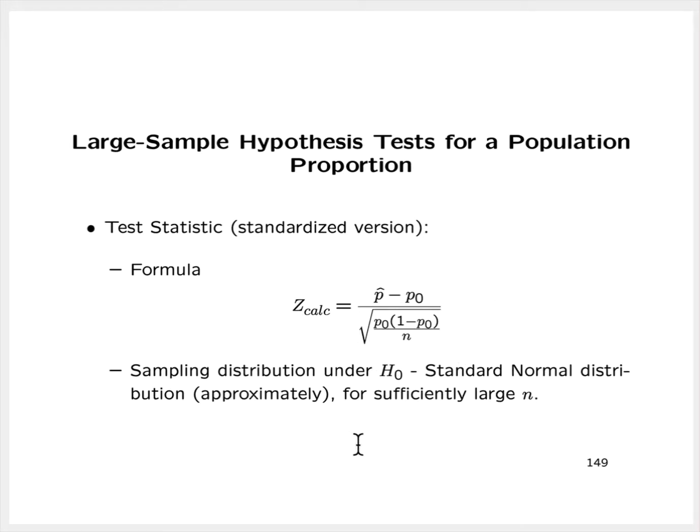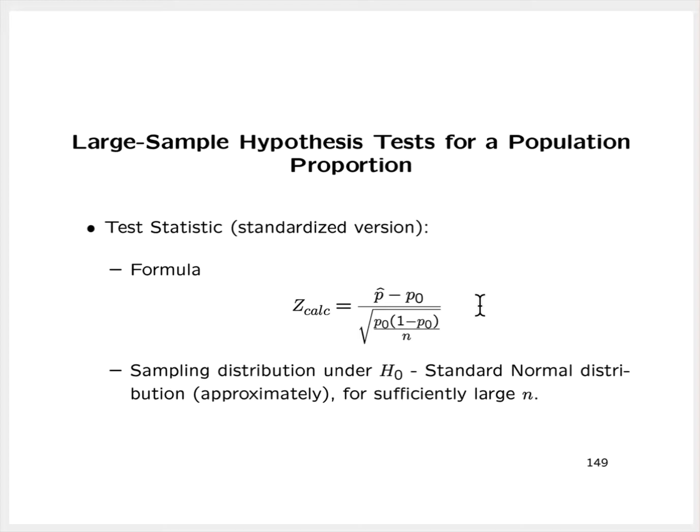And if the null hypothesis is true, then the sampling distribution of this test statistic will be approximately standard normal, as we've said. And this approximation should be pretty good for large values of n. And it'll get better and better for larger and larger sample sizes.